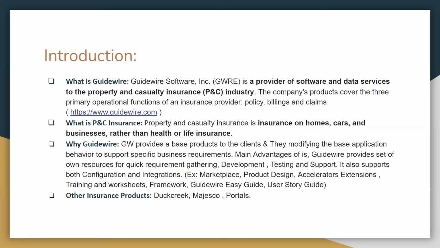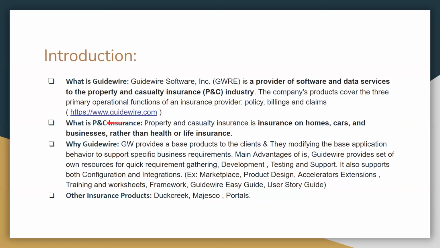Let's say, for example, we have Microsoft, and Microsoft has different products. One product is Office, one product is the operating system, they have Xbox, so they have a different set of products, right? In a similar way, Guidewire also deals with multiple products: Policy Center, Billing Center, and Claim Center. If you want to know more details about Guidewire, how it works, who their clients are, you can open guidewire.com and have a look.